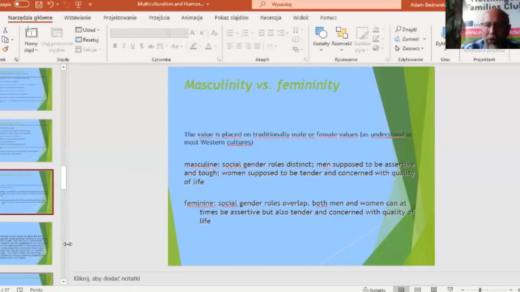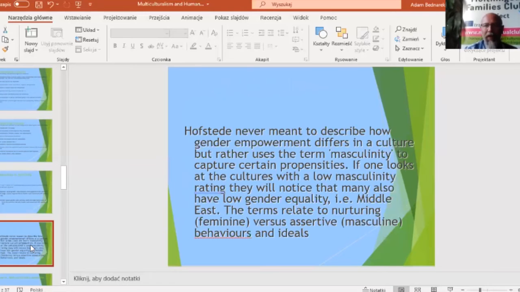And in feminine, social gender roles overlap. Both men and women can at times be assertive, but also tender and concerned with the quality of life. So in other words, it's a plus minus thing. It's a 0-1, right? Again, not biologically, but more aggressive versus passive. A masculine culture is treated as more aggressive, while feminine culture is treated as more neutral and more natural. So Hofstede never meant to describe how gender empowerment differs in cultures, but rather uses the term masculinity to capture certain traits. If one looks at the cultures with a low masculinity rating, they will notice that many also have gender equality. For example, in the Middle East.